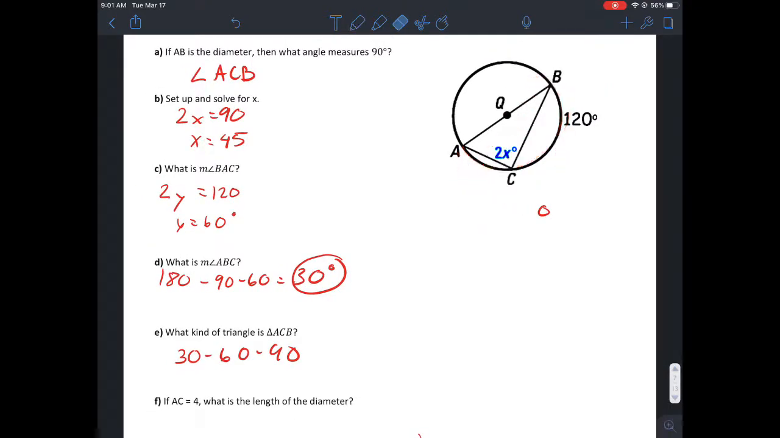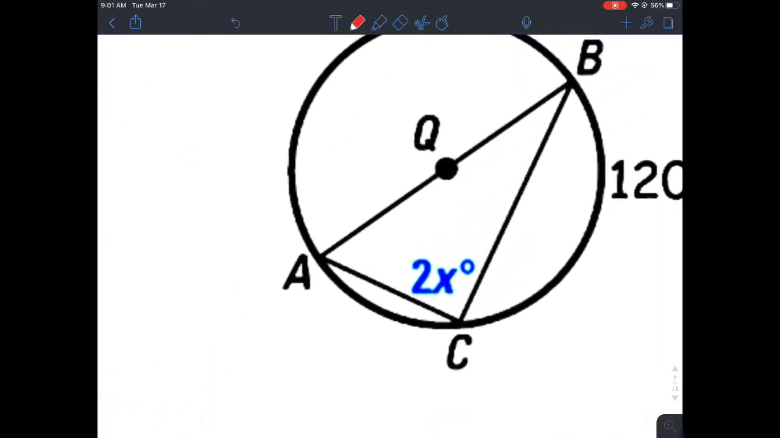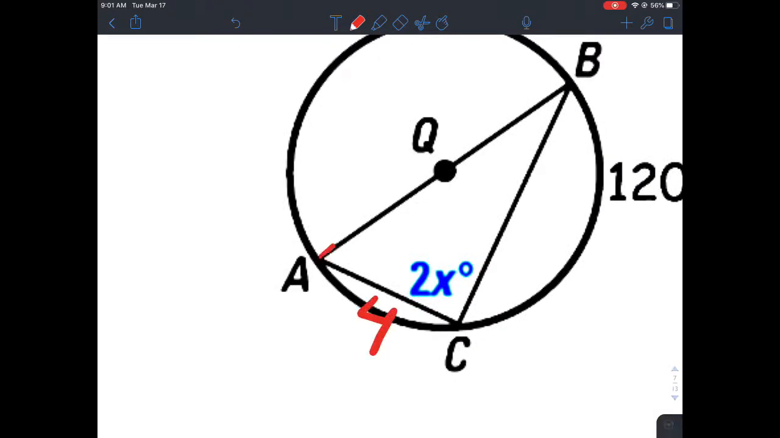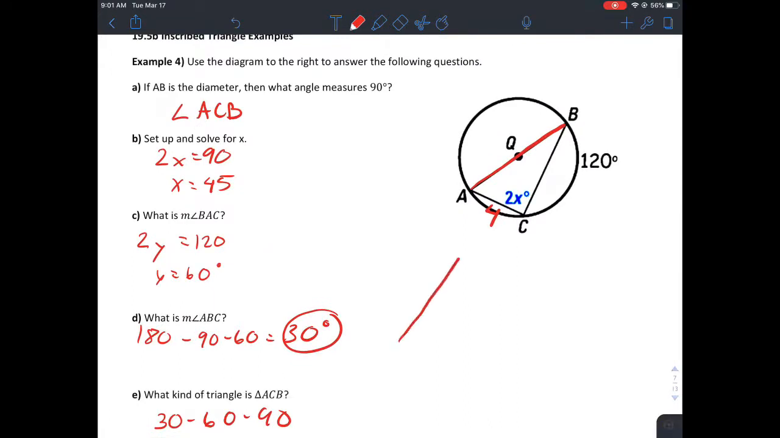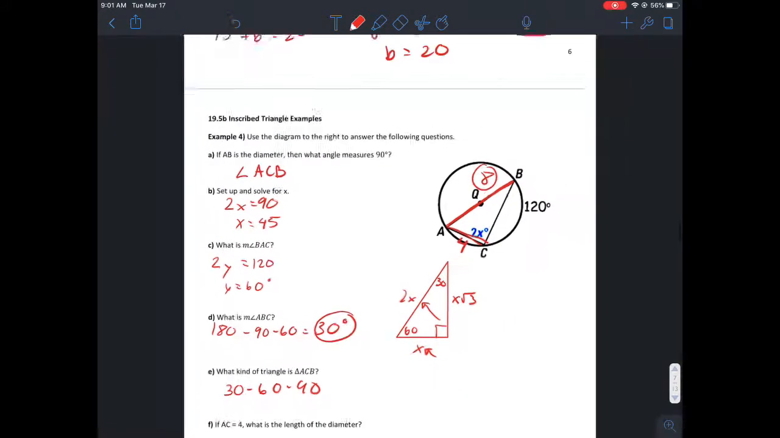And then it says if AC, I'm going to erase all my work. If AC is equal to 4, what is the length of the diameter? So they just told us that this is equal to 4, and they want to know what this diameter is equal to. Now, if you recall, kind of the setup for a 30, 60, 90 was this. So AC would be equivalent to this x side. The AB side is equivalent to the hypotenuse, which is 2x. So if AC is 4, that means AB is going to have to be 8.